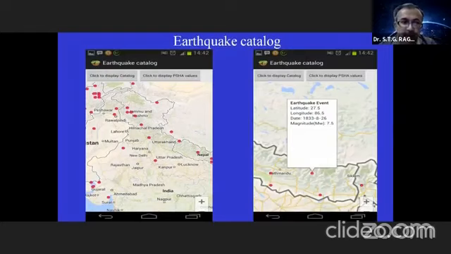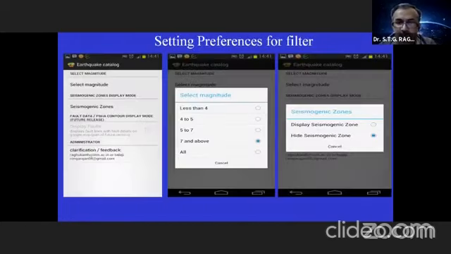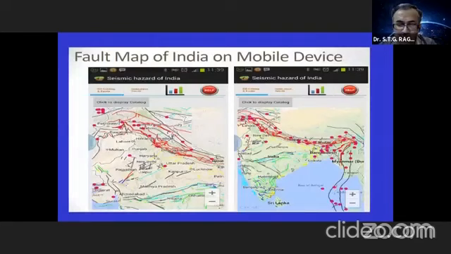Like if you display the catalog and click on any event, it tells you the latitude, longitude, what date this earthquake occurred, and what the magnitude was. And you can plot many seismogenic zones. Everything can be plotted. Even the faults can be plotted in this app itself. If you click on any fault, it tells you what type of fault it is, what the name of the fault is, and all the geological details you can get from this app with just your finger touch.